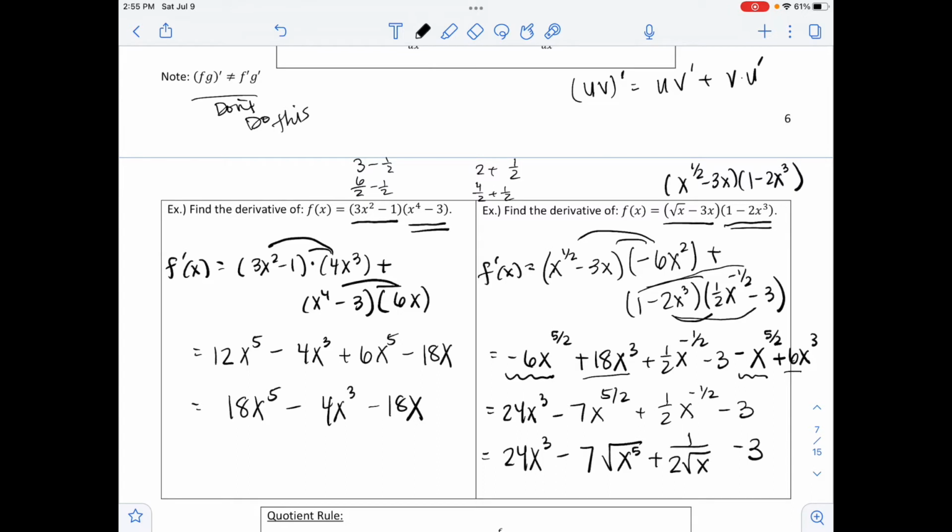And so this is the derivative of that function using the product rule. Again, we could have FOILed this at the very beginning, multiplied it out, and then taken the derivative with those power rules. But this was good practice to get to use the product rule.